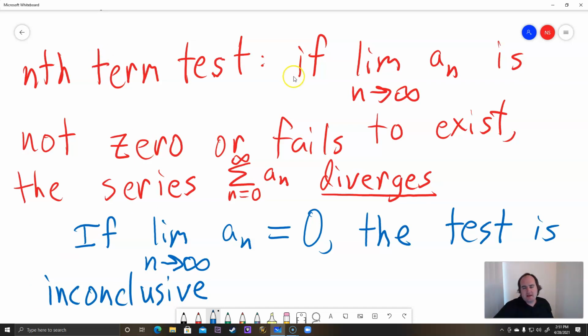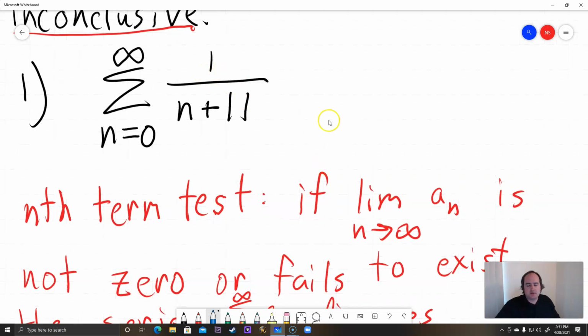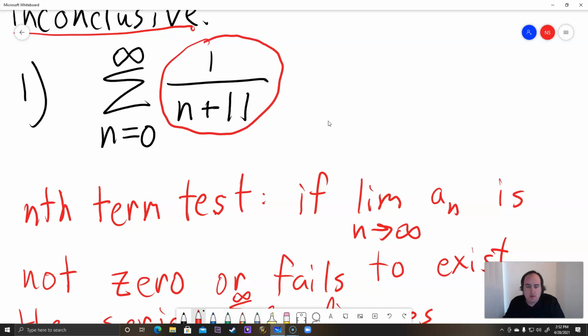So it's a very useful test if it ends up telling you that it diverges. But if it converges and you use this test, the test won't even tell you anything. It won't tell you that it converges, and it won't tell you what it converges to. So it has a very limited use in determining whether the series diverges. Okay, so let's try to use that test up here. Basically, our a sub n is going to be what's inside of the summation: 1 over n plus 11.